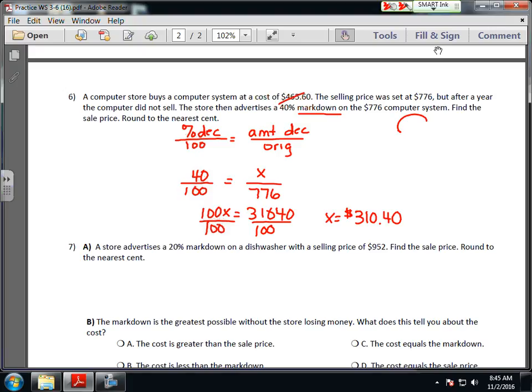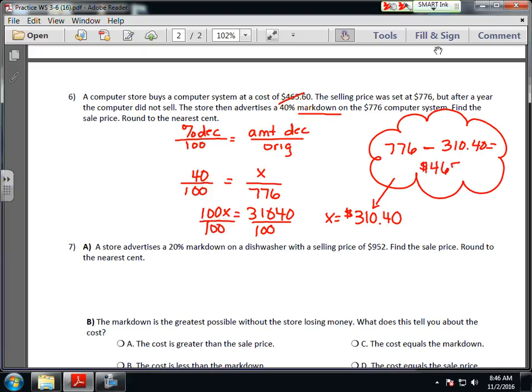Now, is that how much they're paying for the computer system? No, it's not. It's how much they can take off of the computer system. So now we need to start with the original amount, which was 776. And because it's a markdown, we're going to minus the answer we got. $310.40 gives you what? $465.60.